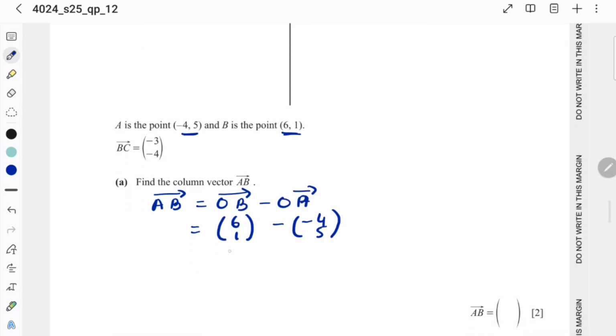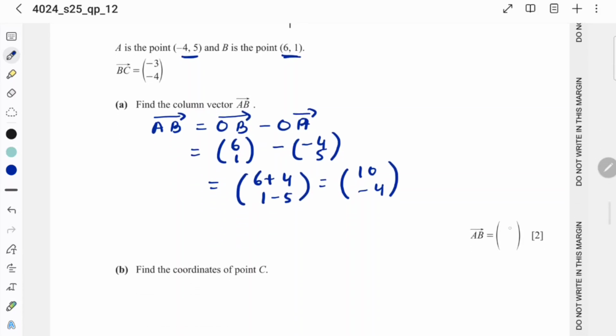Now this is becoming 6 plus 4 and 1 minus 5. So 6 plus 4 is 10, and 1 minus 5 is minus 4. So (10, -4) is the column vector AB. Find the coordinate of C. We know that BC is given, so obviously we'll find the coordinate of C with the help of BC, not with AB. Alright, so BC is equal to, we know, the position vector OC minus OB.